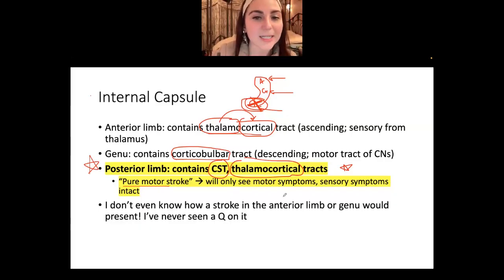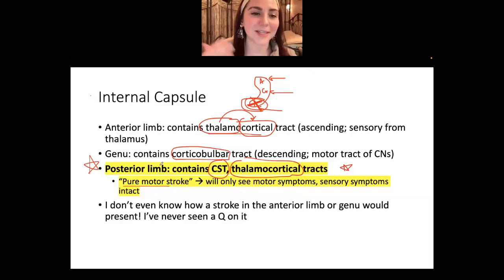Sensory symptoms are intact. And again, I even tried to find one to put in here. I've never seen a stroke of the anterior limb or the genu. I've never seen it. And if you're going to get a question on a lacunar stroke, it's going to be the posterior limb of the internal capsule. All right. But I just wanted you to be aware that there are other ones because they have their own kind of blood supply.